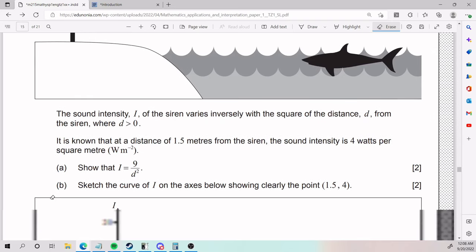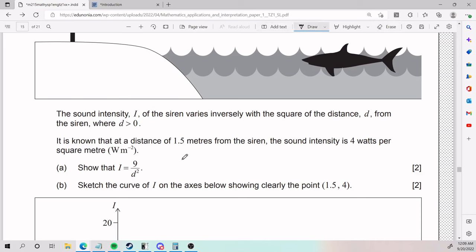They also tell us that it is known that at a distance of 1.5 meters from the siren, the sound intensity is 4 watts per square meter. So we need to show that I equals 9 divided by d squared. Now, since it is telling you show, you kind of have to start from 0. See, you cannot work backwards here, plug in 1.5, plug in 4, and show it that way. You have to start from 0.